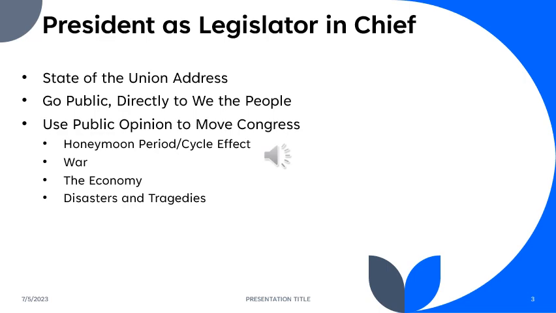Ask LBJ in Vietnam. That's why he didn't run for a second term on his own, because Vietnam had gone poorly and he was very unpopular.